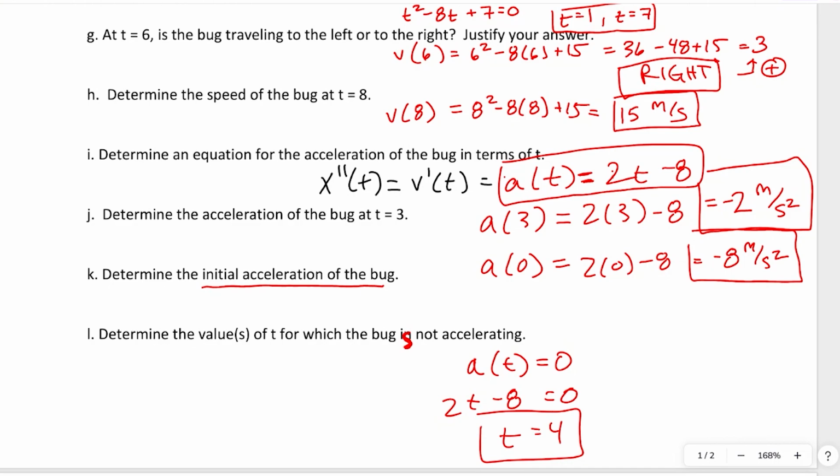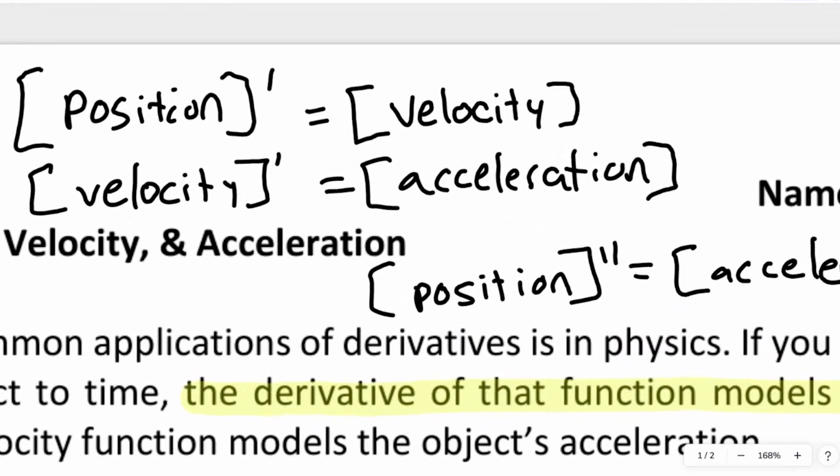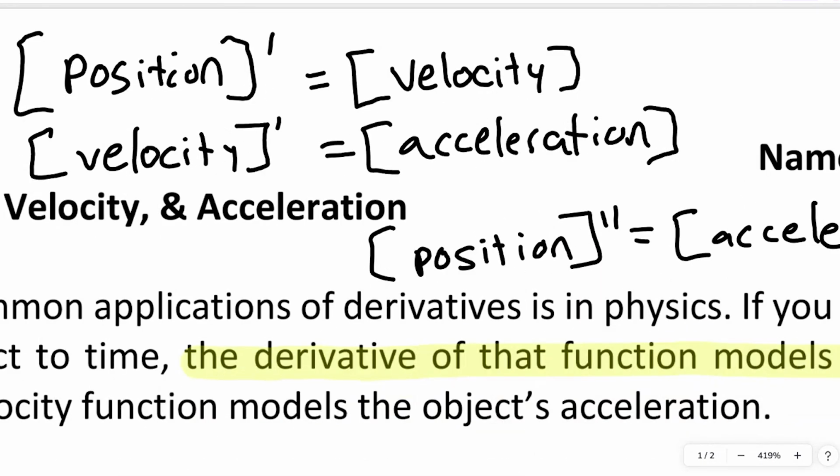Okay, we'll stop it there. Just make sure you understand the relationship between position, velocity, and acceleration. I think you'll be fine on this question.